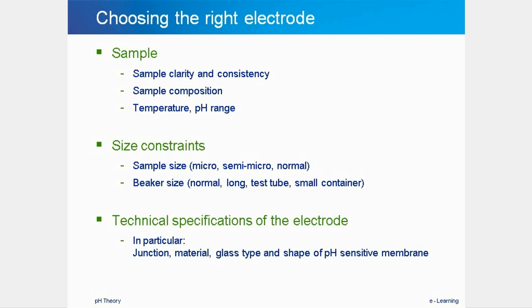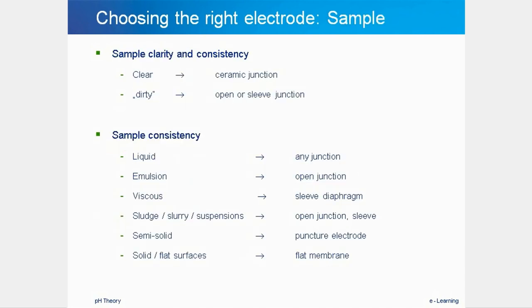The materials the electrode shaft and membrane glass are made of are important with regard to the solvent used, and also the shape of the membrane has to be taken into account. A few examples of the relationship between sample and pH electrode properties are given in this slide.